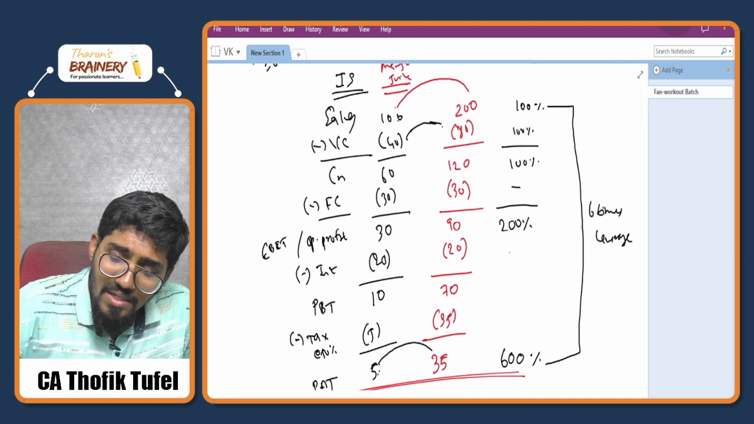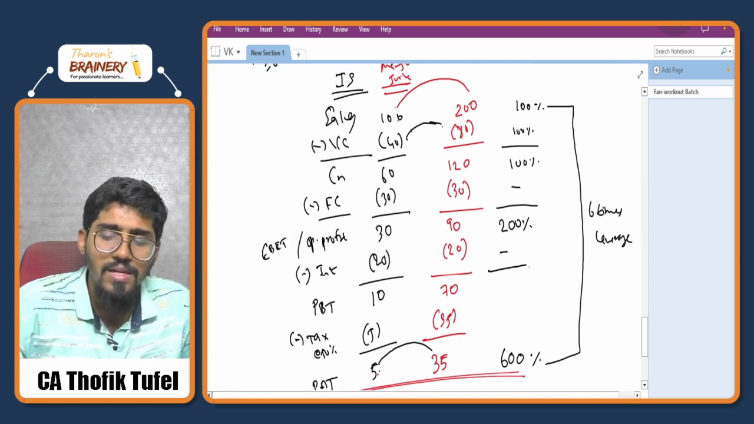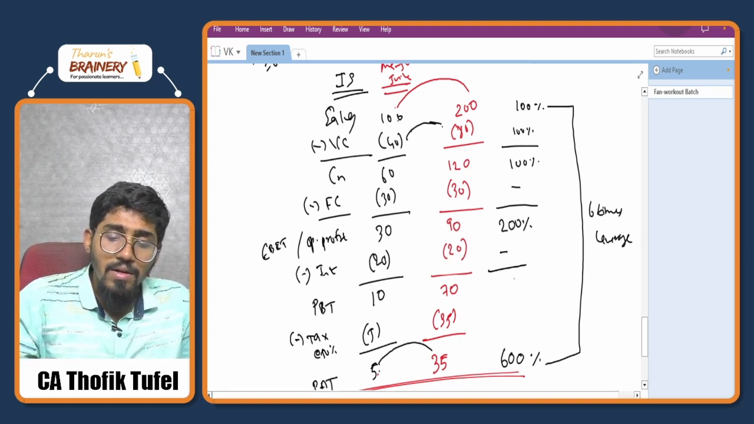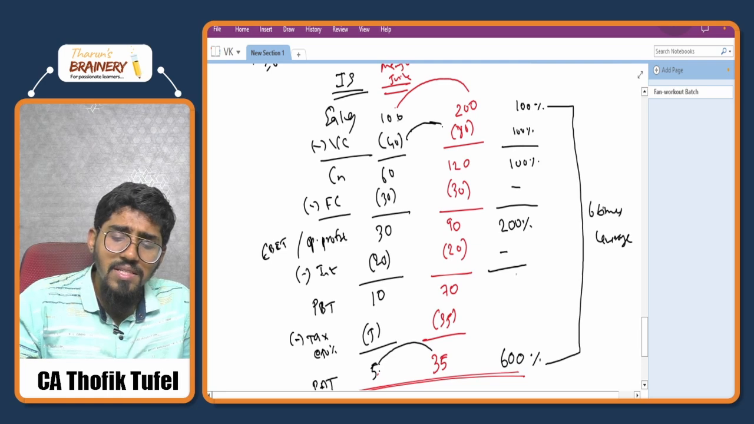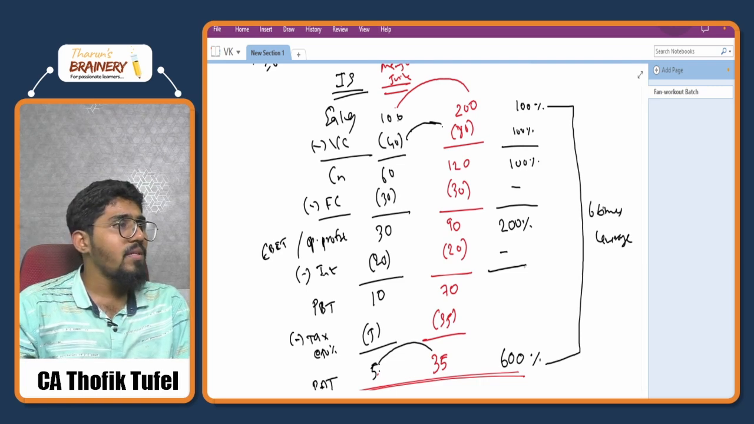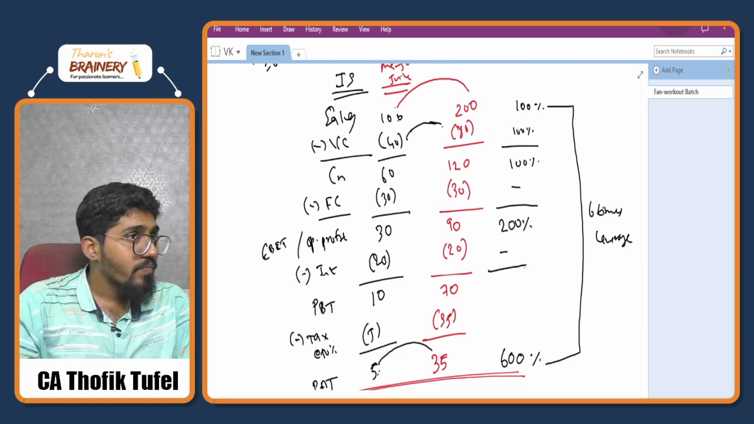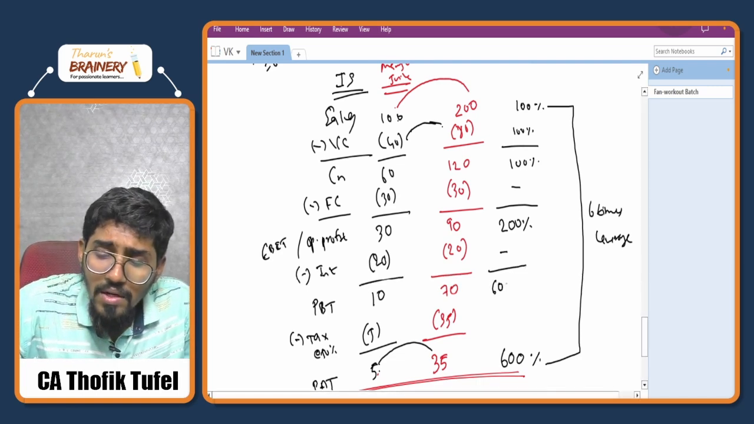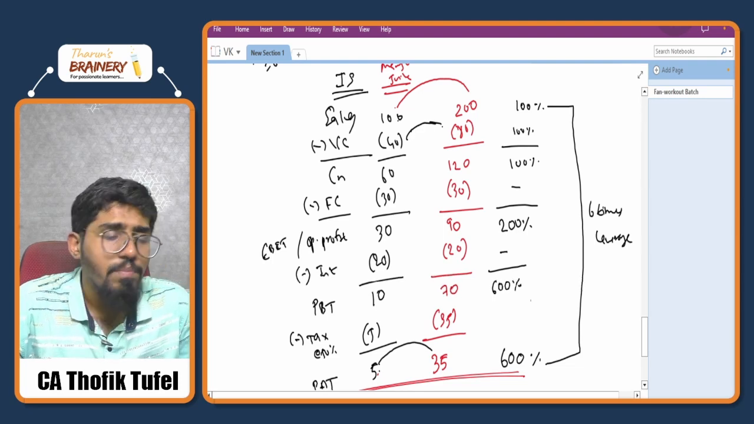What is the percentage increase in interest? There is no increase in interest. Now what is the percentage increase in profit before taxes? 10 rupees is becoming 70 rupees. What is the percentage increase? 600. 600 percentage increase in profit.